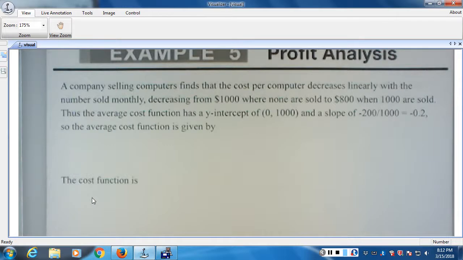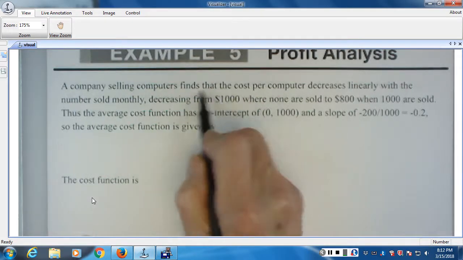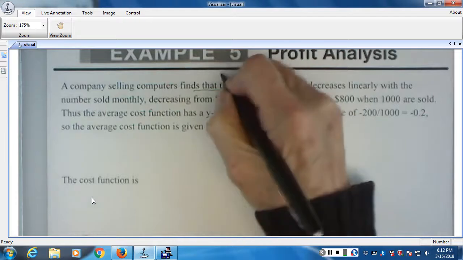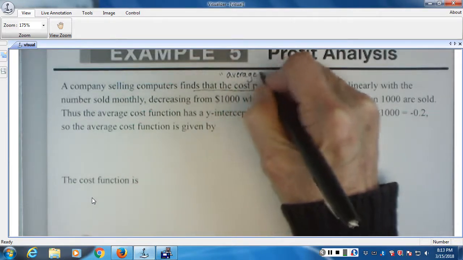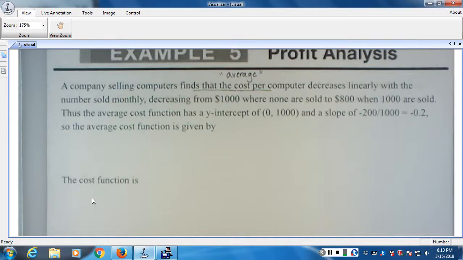Companies selling computers find the cost per computer. Okay, the cost per computer. That is another way of stating the average cost. Okay? Cost per computer. It's also a way of saying the rate of change, so you have to be very cautious about which one you're going to need to use it for. It decreases linearly.